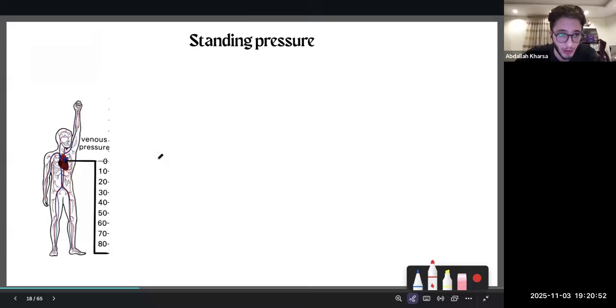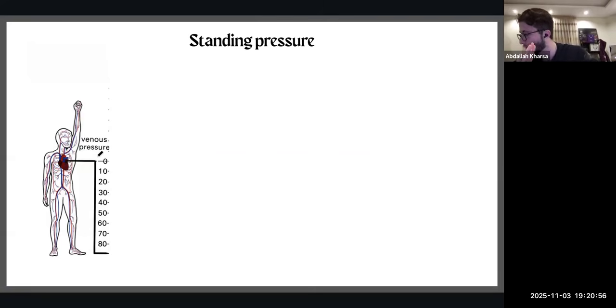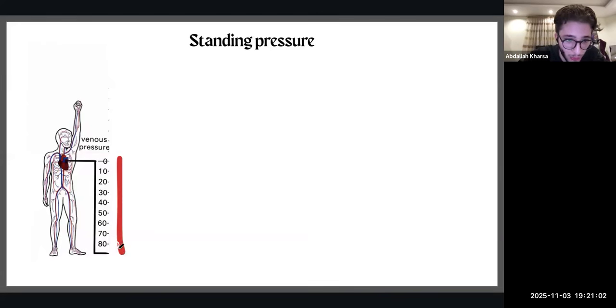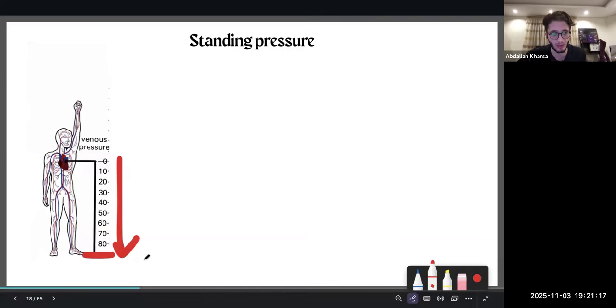So when you're standing up, the venous pressure at your heart is zero. We already said this. We said the central venous pressure is zero. As you go down with gravity, the pressure is going to increase due to gravity. You don't have to calculate the change between 0 and 10, it's given in another lecture. As you go down, the pressure around the feet is going to be about 90.